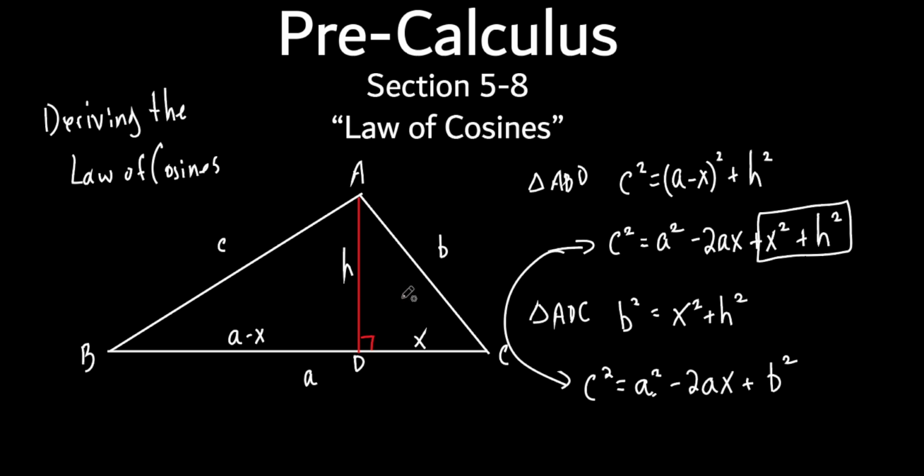Pythagorean theorem with this triangle, Pythagorean theorem with this triangle. I did a little substitution because I saw an x squared plus h squared in both of them. So I just replaced this x squared plus h squared with a b squared. That's all I've done so far. All right.